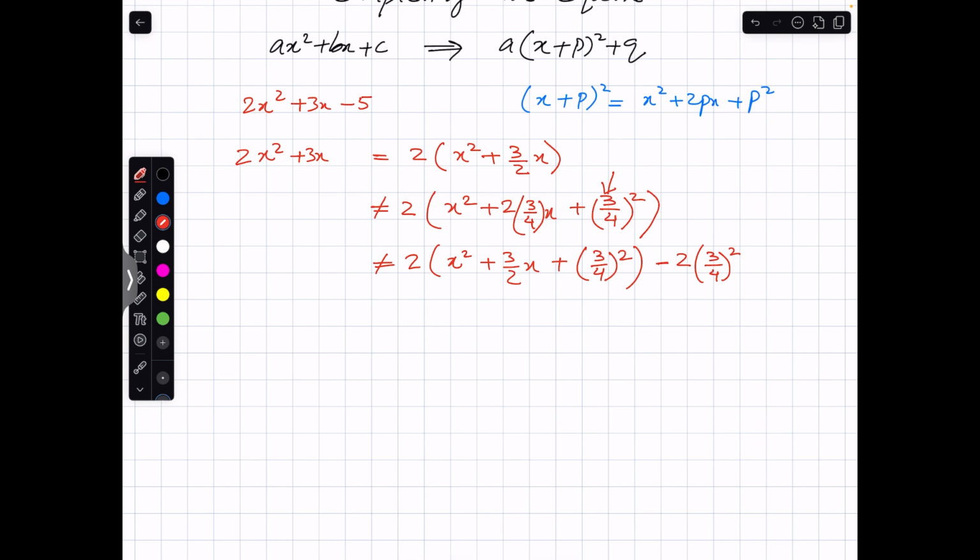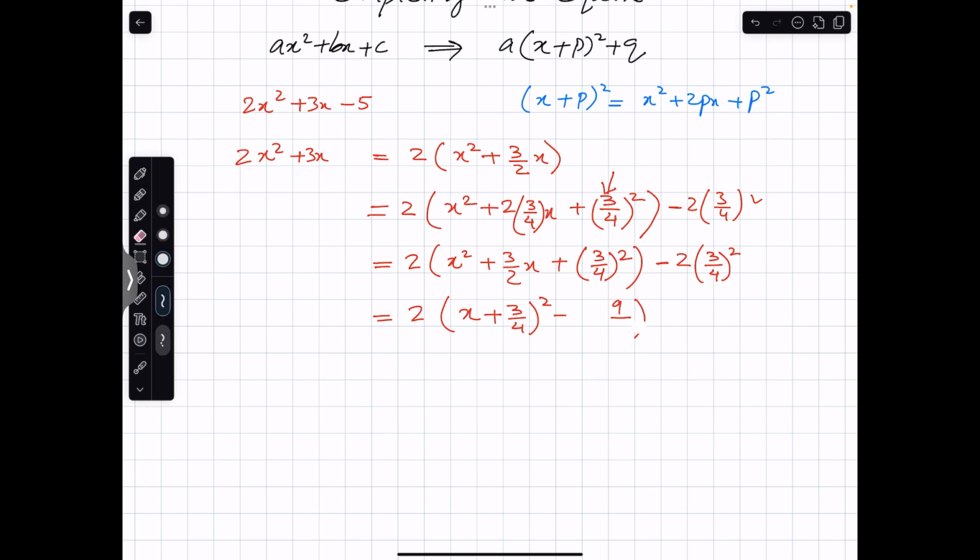Since this is 2 times (3 divided by 4) square, now we can say this is 2 into (x plus p) square. Now p is 3 divided by 4, x plus p square. This is minus 2 times (3 divided by 4) square, which is 9 divided by 16, and if we multiply this with 2, we will have 9 divided by 8.